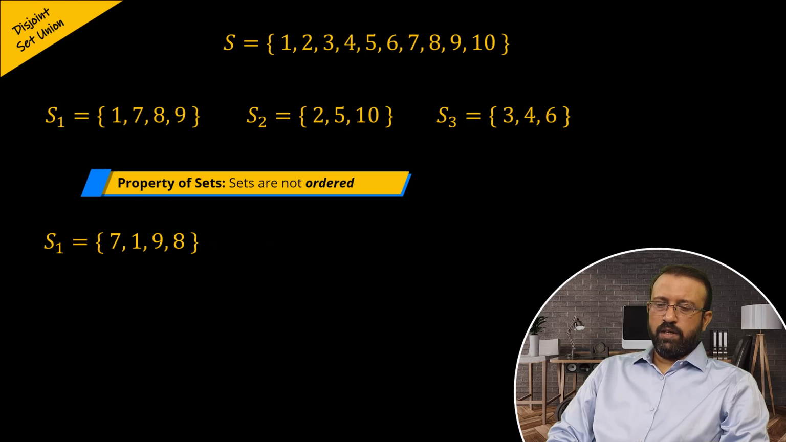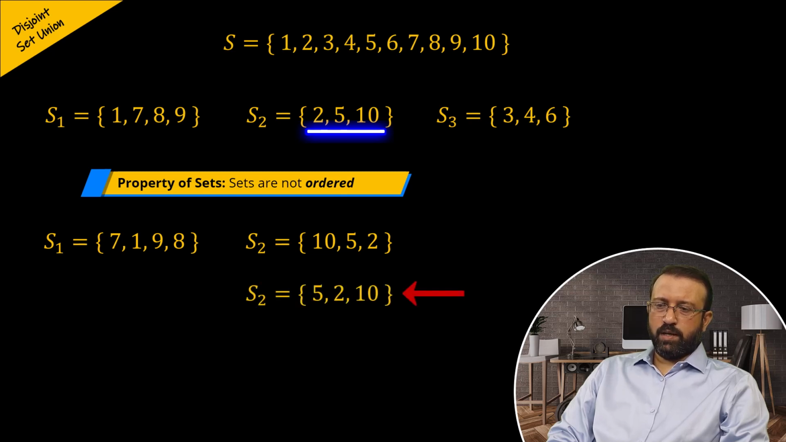In the same way, the set S2 consisting of the elements 2, 5, and 10 is the same as the set consisting of the elements 10, 5, and 2, or the set consisting of the elements 5, 2, and 10, because the elements are the same but arranged in different order. So, the elements of the set are not ordered. That is, the order of the elements in the set does not matter. And if the elements are the same, then the sets are considered to be the same.